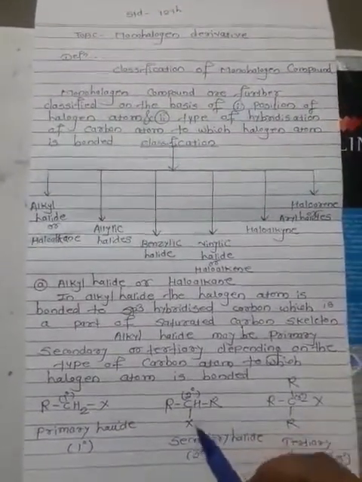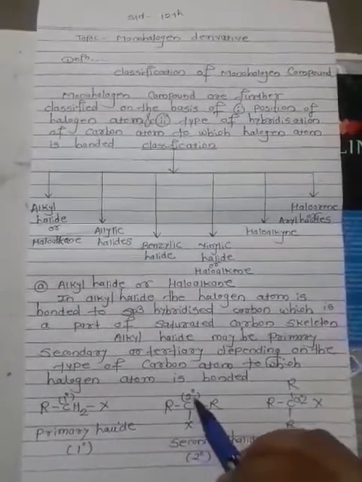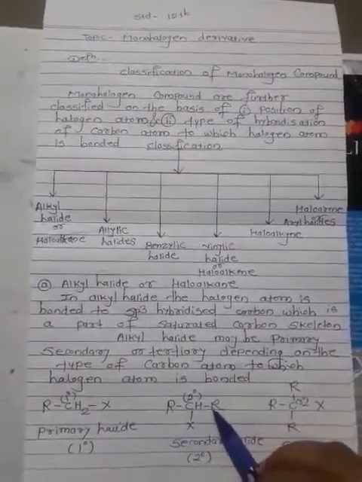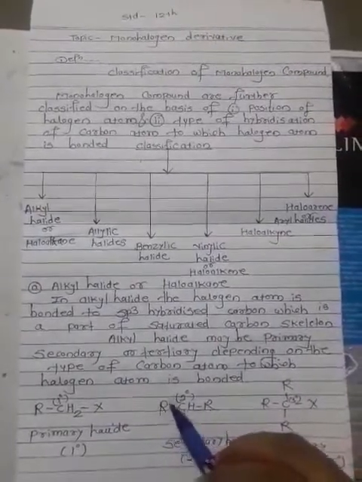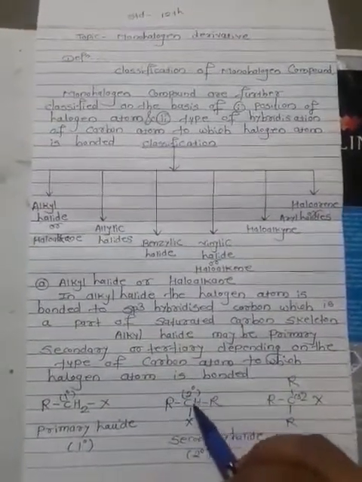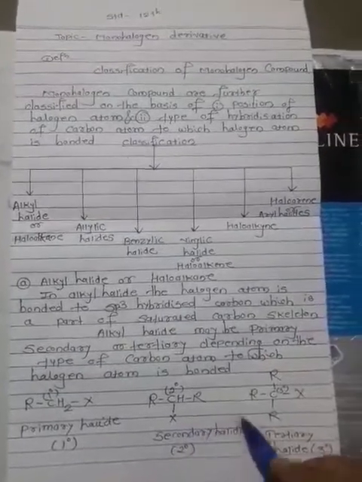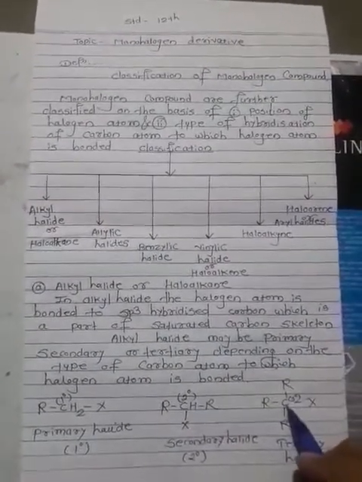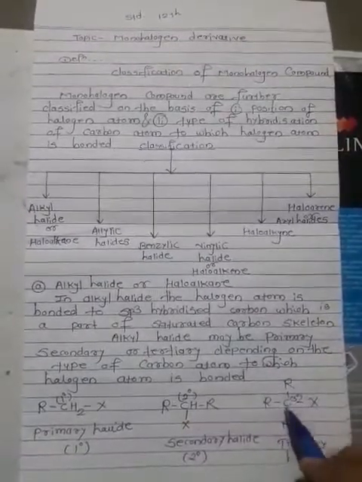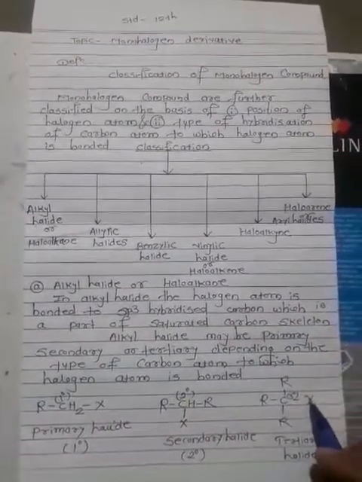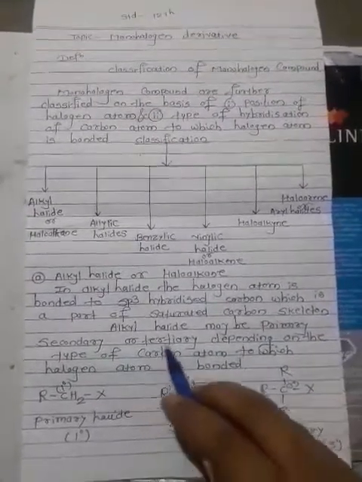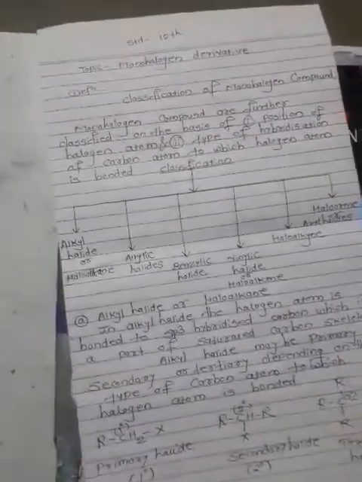In this example, the halogen atom is bonded to a secondary carbon, 2 degree. Secondary carbon means the carbon which is bonded to 2 other carbon atoms. R stands for the alkyl group; they may be the same or different alkyl groups. So this is a secondary halide. And in the third example, this is the tertiary halide, because this carbon is bonded to 3 other carbon atoms, and the halogen atom is bonded to the tertiary carbon, so it is a tertiary halide. So there are 3 types of alkyl halide: primary, secondary and tertiary.